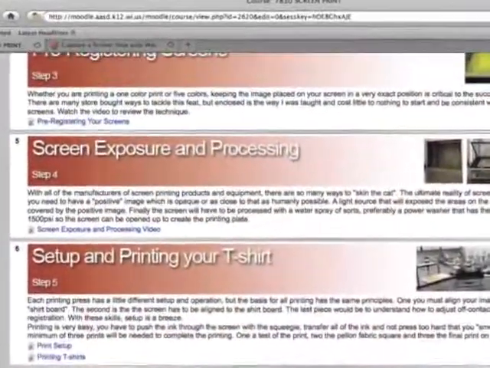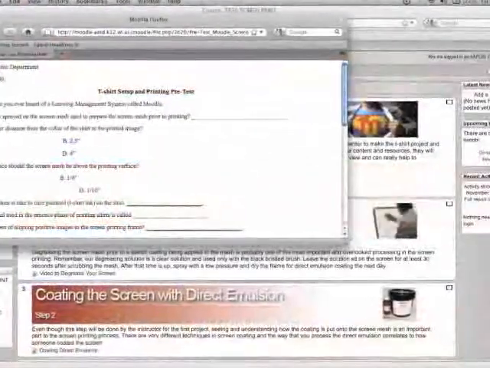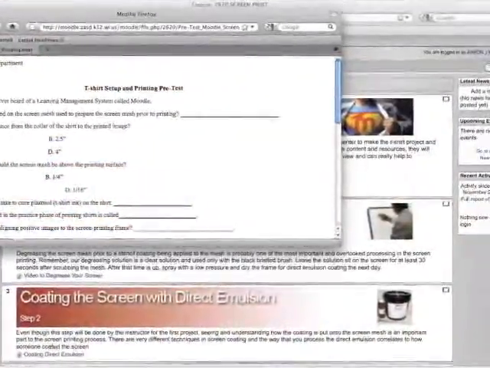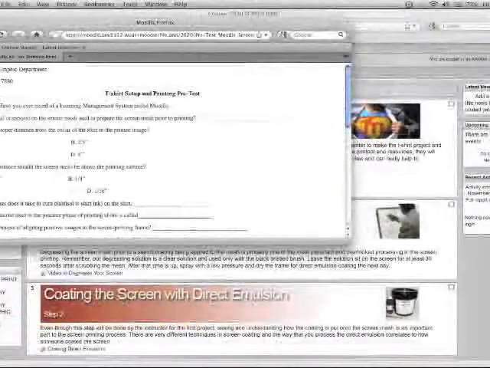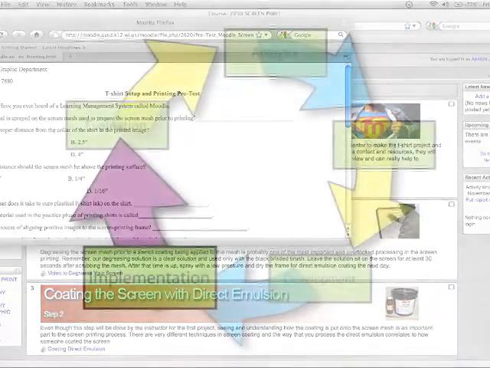There were two groups involved in the research for this Moodle project. One group was given the traditional method, which I've used in the past. The second group was the Moodle group that had all the access to the Moodle content.